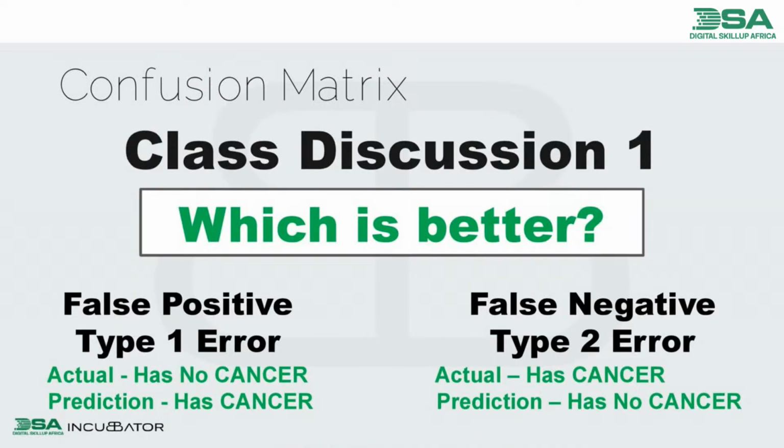Okay, so now let's look at type 2. Look at the class discussion. I say which is better, false positive or false negative? A false positive is a type 1 error: when somebody has no cancer and you say the person has cancer. Then a false negative is when the person has cancer and the prediction says the person has no cancer.